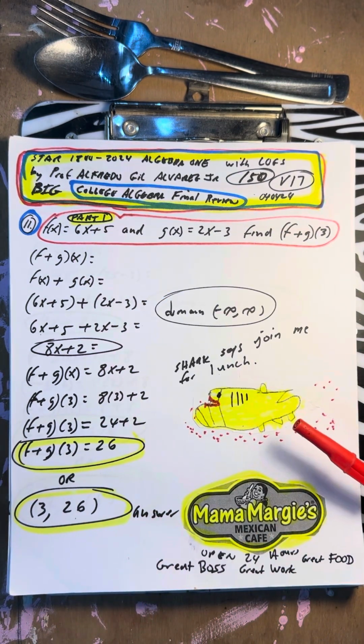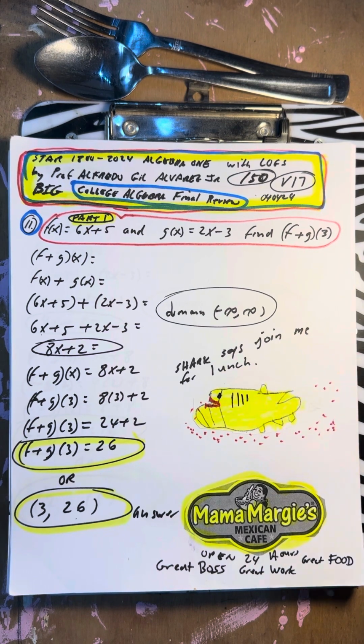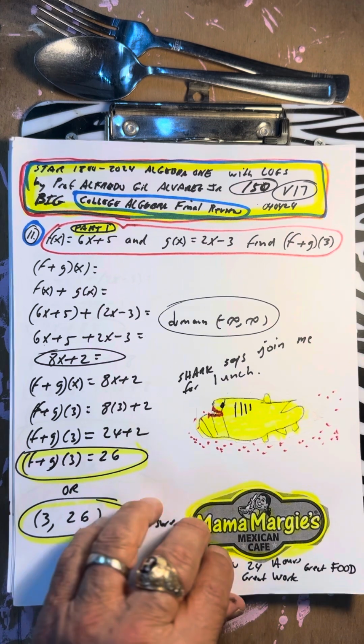And again, once you do that, go celebrate an ocean or somewhere. Shark says, join me for lunch. And the domain is negative infinity to infinity.